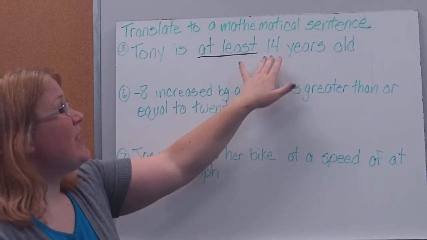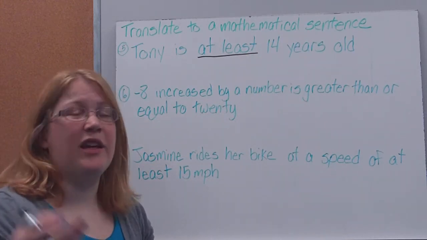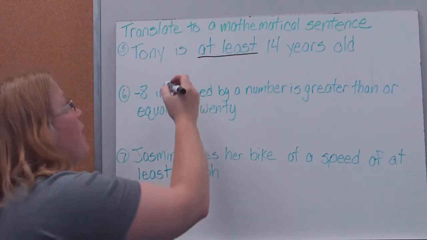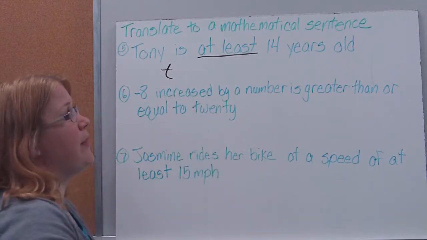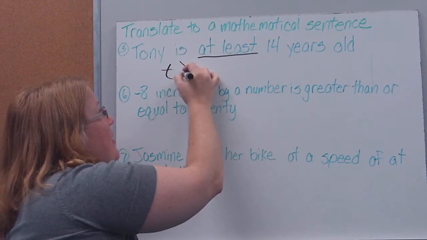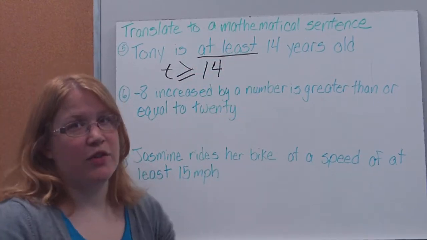So if Tony is at least 14 years old, it means he could be 14, he could be 15, he could be 16, and so on. So Tony is our variable. We're going to put him on this side, and I'm going to use T since the name is Tony. Tony is at least. So this is Tony. He is greater than or equal to 14 years old.